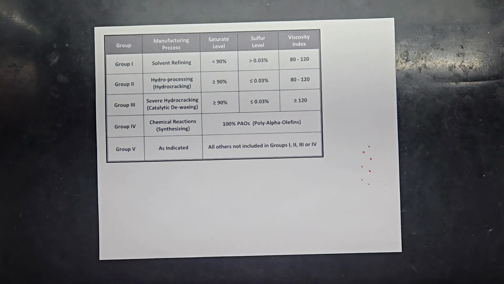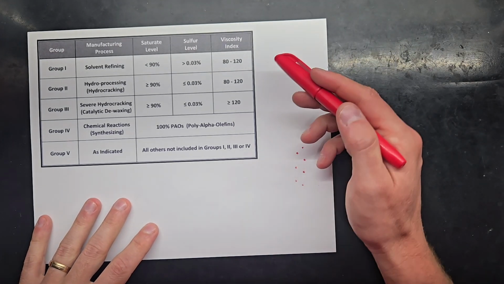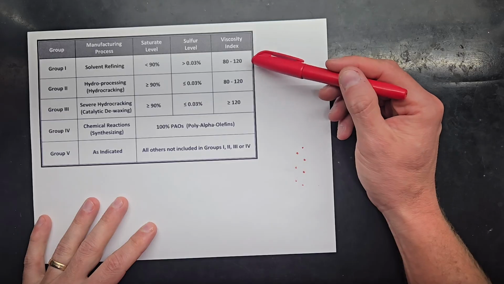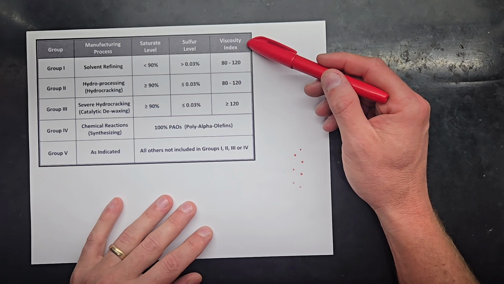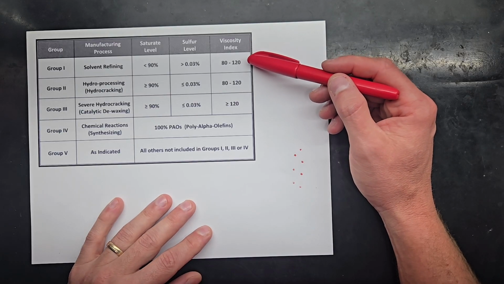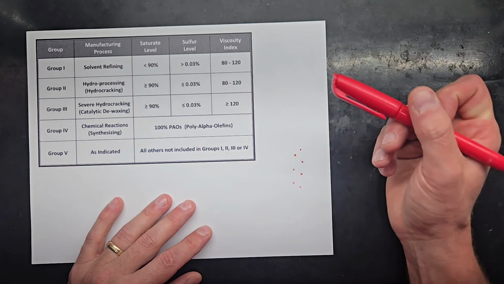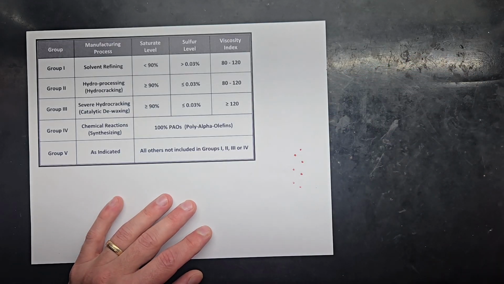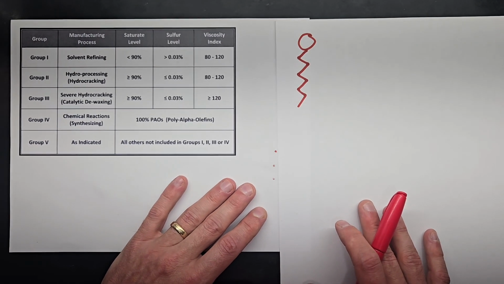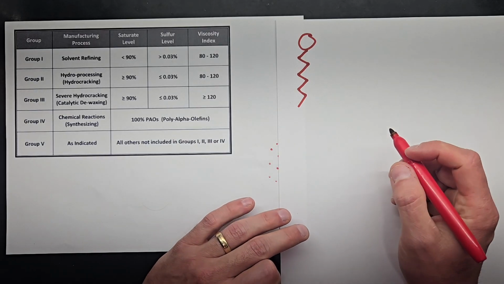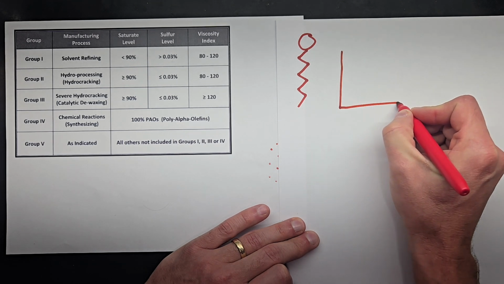So the next thing worth talking through, as we look at this table, we can see this thing called viscosity index. Viscosity index is another way that we differentiate Groups 1, 2, 3, and 4. What is viscosity index? Going back to our paper here, viscosity is a measure of the fluid's resistance to flow.